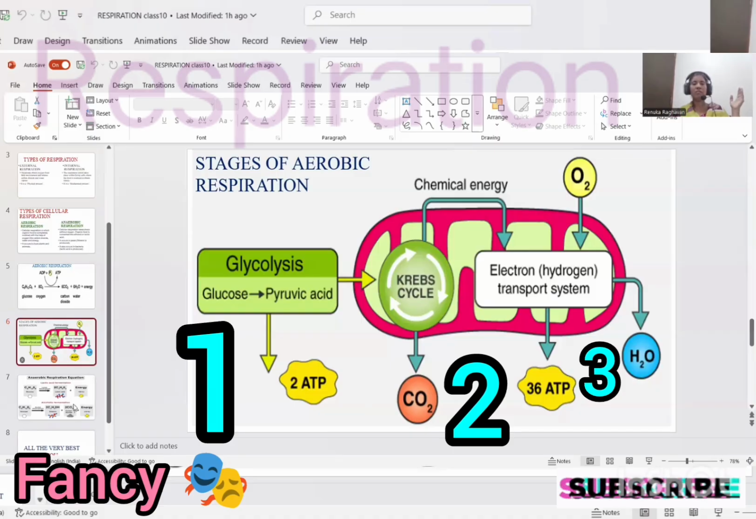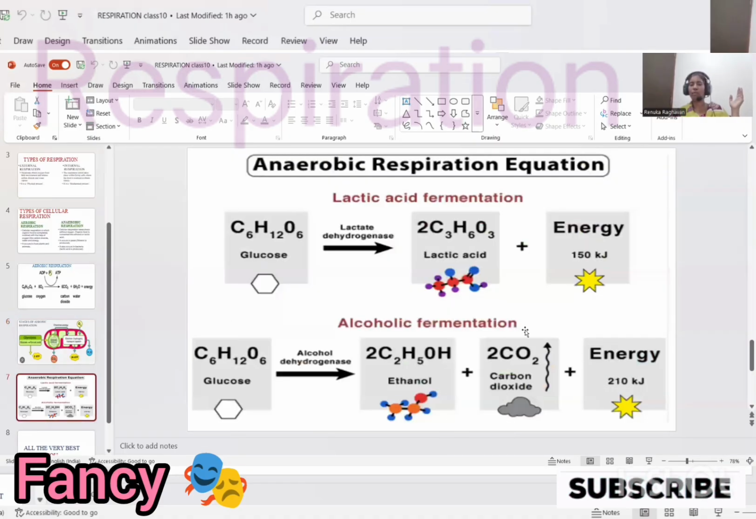And the next is we have studied anaerobic respiration. This is about lactic acid fermentation, where glucose will be converted to lactic acid with the help of the enzyme, and then energy will be produced. And in alcoholic fermentation, glucose will be converted to ethanol and carbon dioxide, and along with that, energy will be produced. And in muscle cramps also, lactic acid will be produced where there is a lack of oxygen.